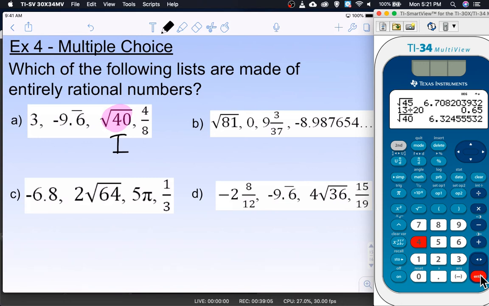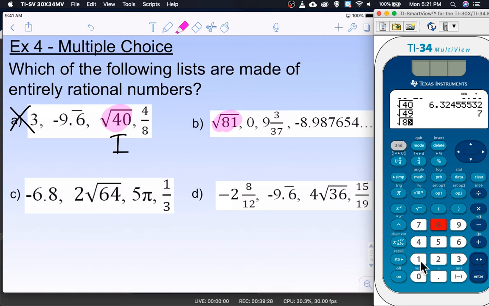It did not give me a nice, pretty, perfect answer. Like if I did square root of 49, that would have been a rational number. But square root of 40 is irrational because I get a big, ugly decimal. So it is not letter A, because that is not only rational numbers. Letter B, I'm going to check that.